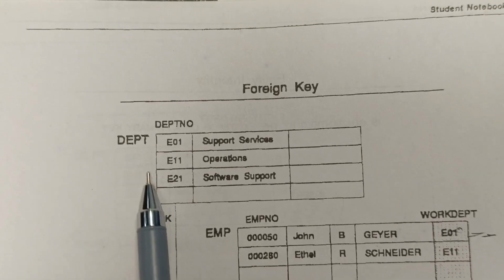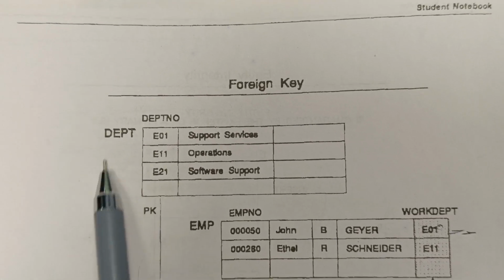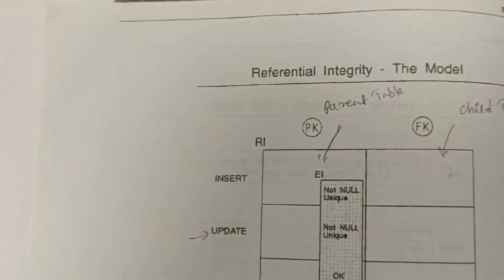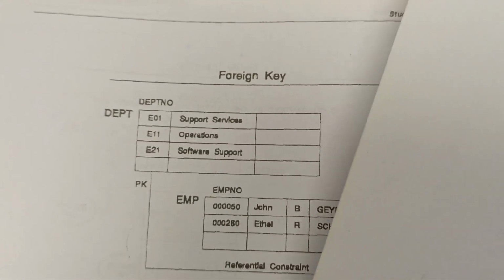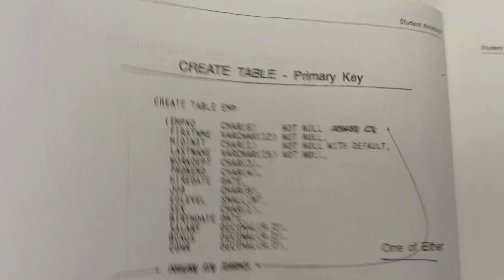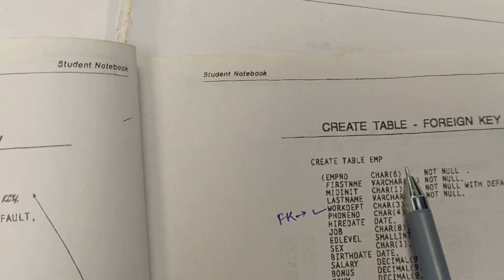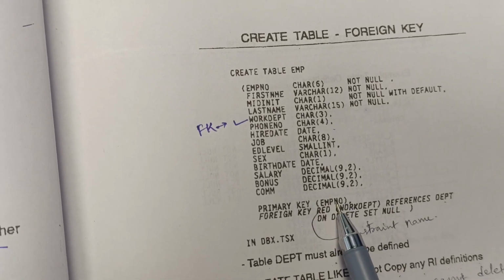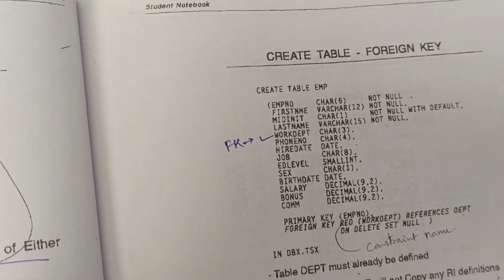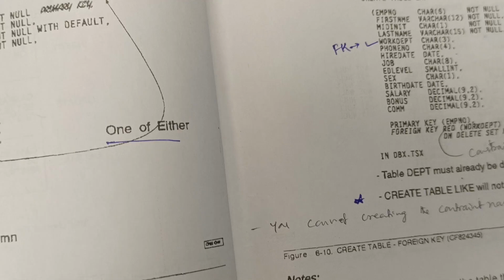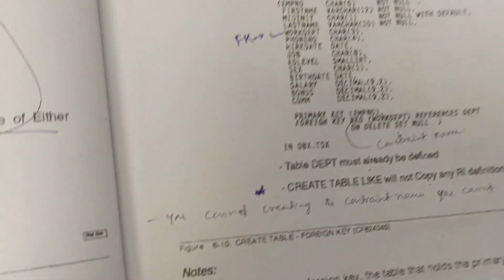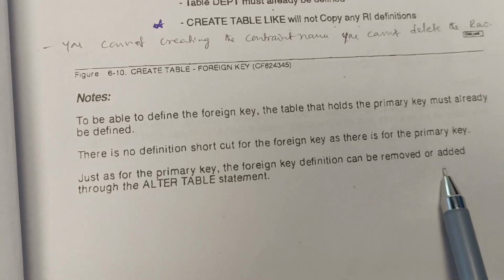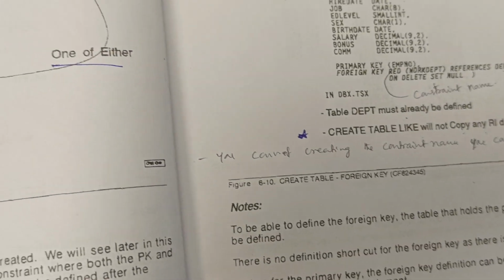Because this is the department table having all the primary keys, this table's records cannot be deleted, meaning the key cannot be deleted here. You need to use another department table to delete. But I have created the employee table here, and on delete set null means the parent table is setting the work department to the null value. And just like a primary key, the foreign key definition can be added and removed by using the alter table statement also.